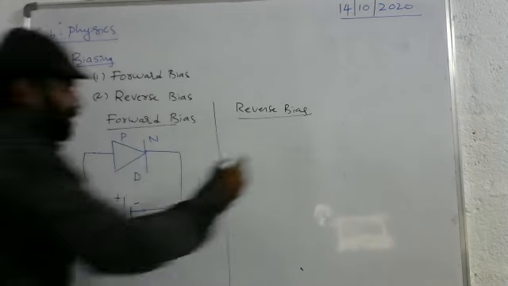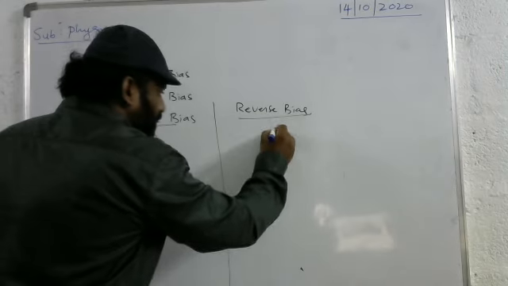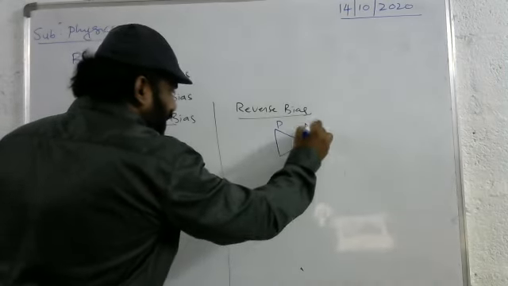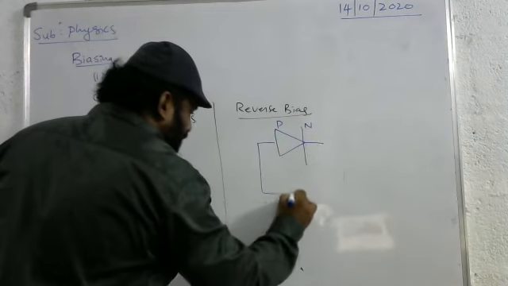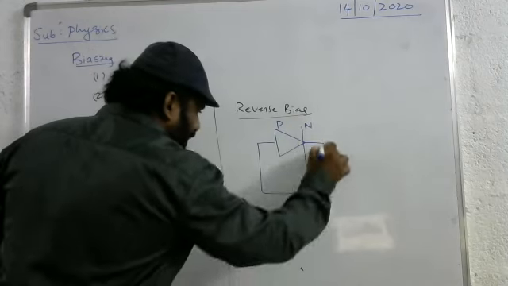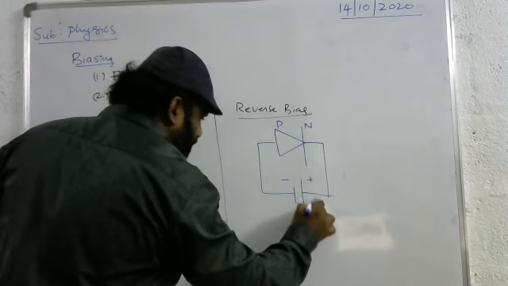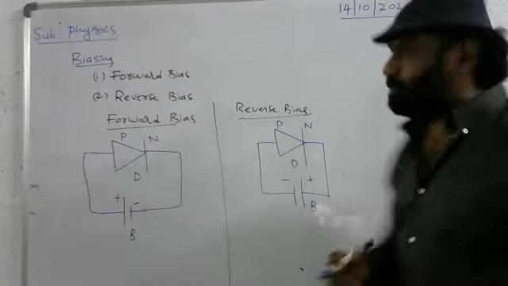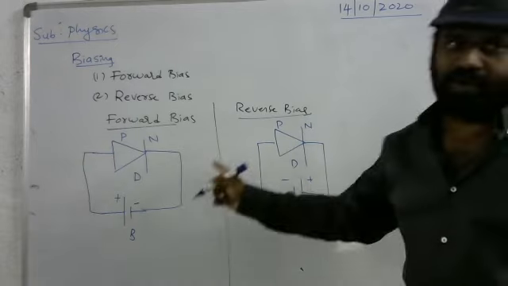Now what is a reverse bias? Let it be a diode D, P-type and N-type, which is connected to the battery like this, negative and positive. What is the difference between the forward bias and reverse bias?